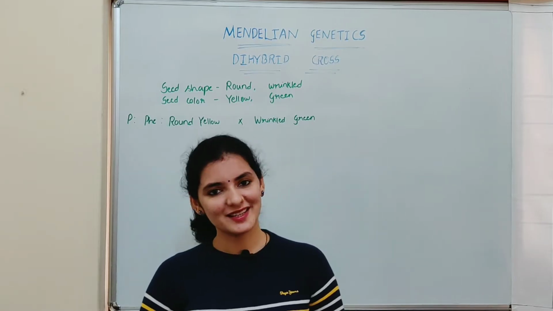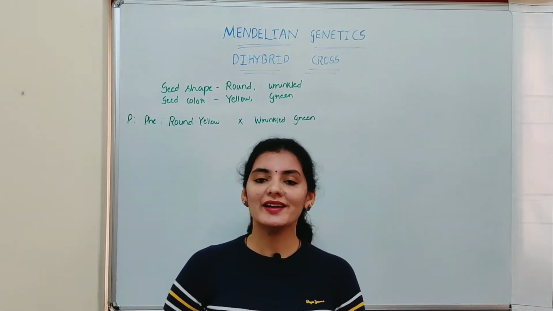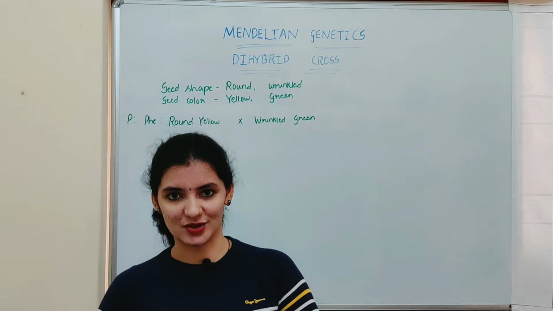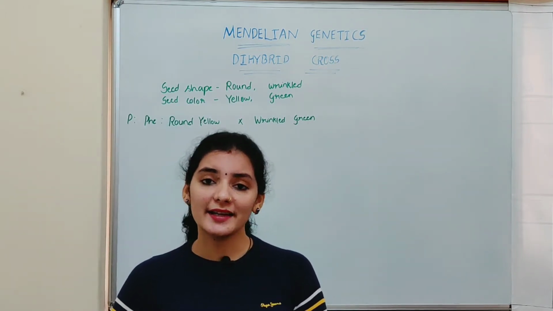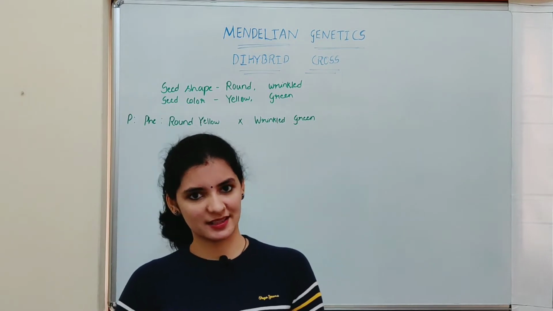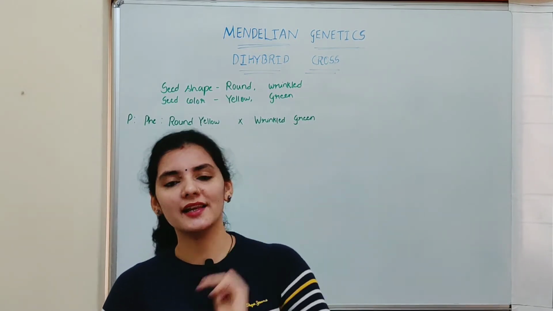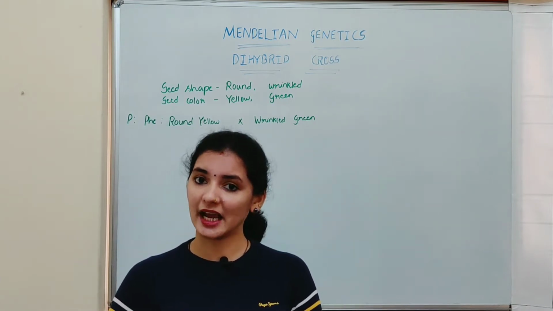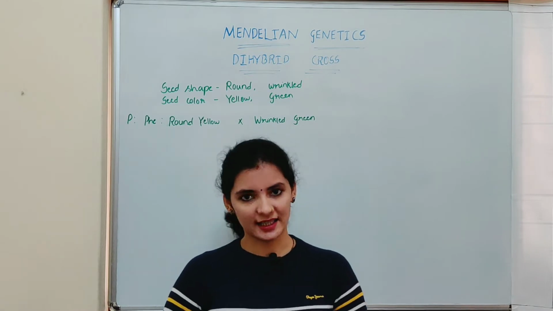In this video, we'll discuss dihybrid cross. In one of my previous videos, I discussed monohybrid cross, in which Mendel took one character into consideration and studied the inheritance of that particular character. Whereas in dihybrid cross, Mendel took two characters into consideration at a time and studied the inheritance of those characters in that experiment.